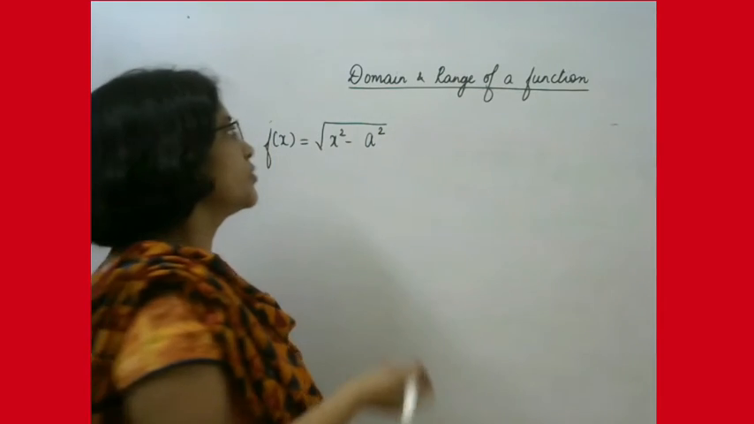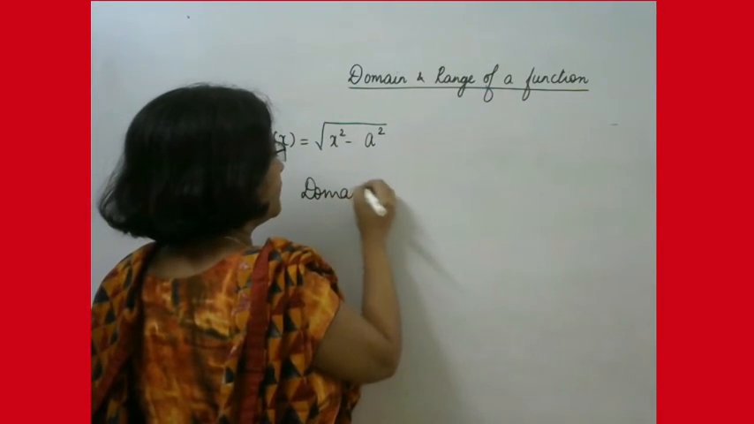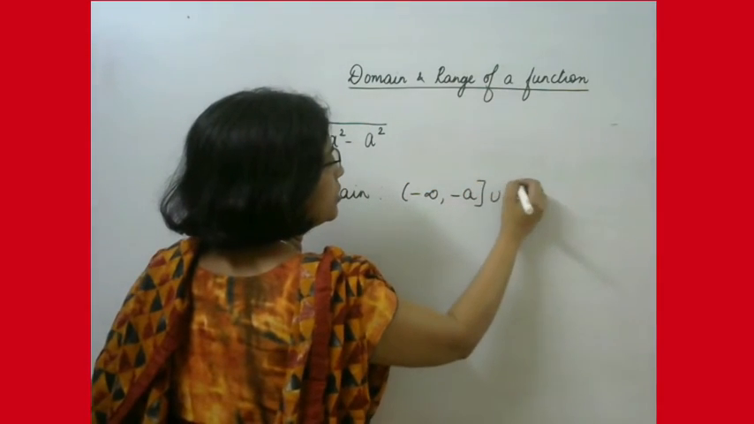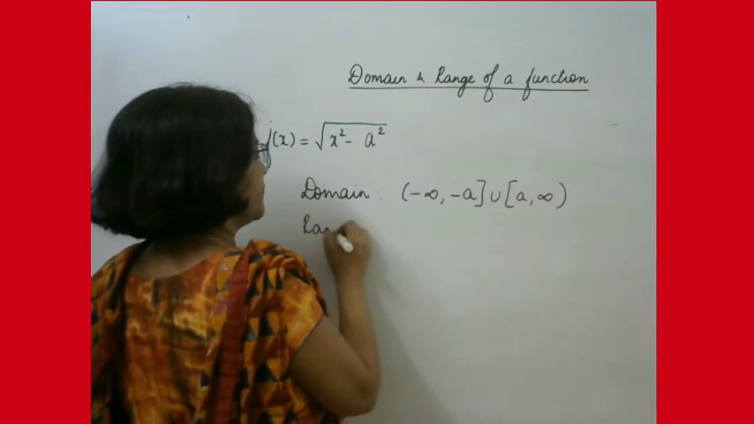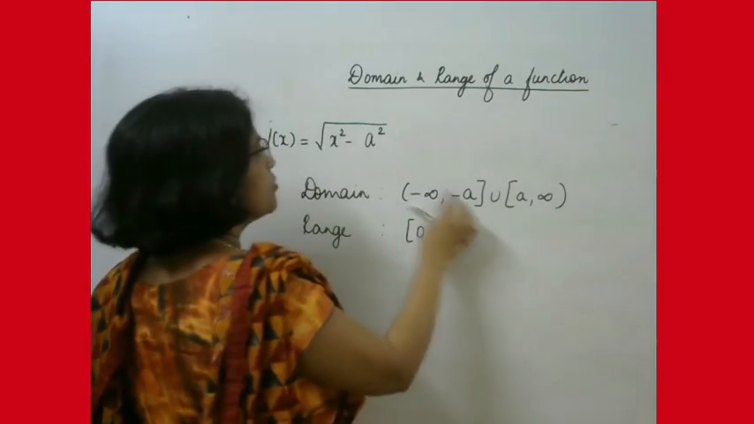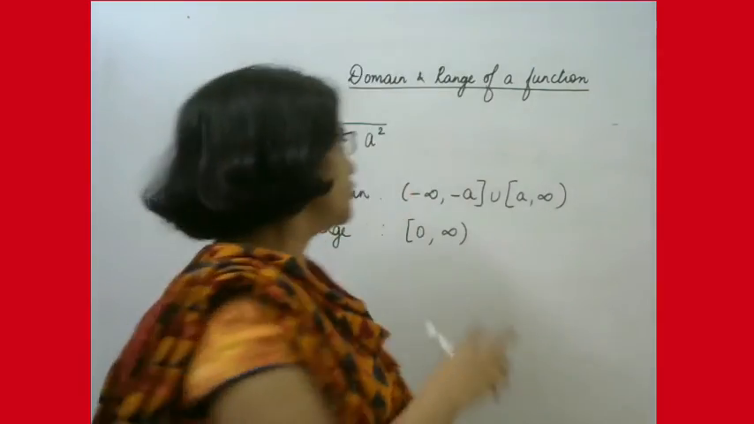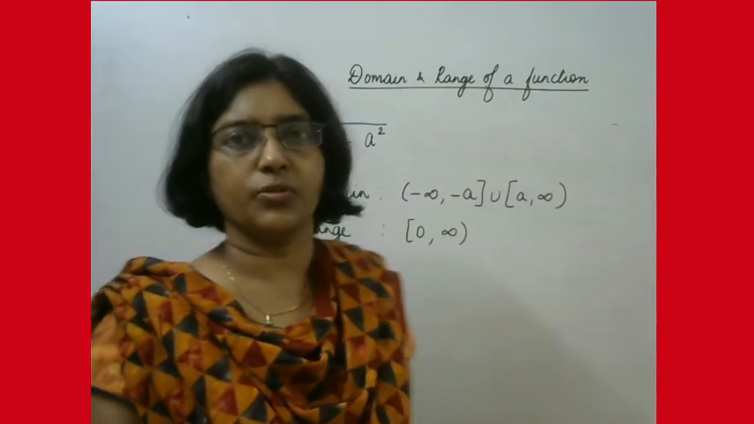So in this one, if you write the shortcut formula, the domain is minus infinity to minus a, union a to infinity, and the range is 0 to infinity. You just need to locate the value of a. Like if a square is 16, a would be 4, if a square is 81, a is 9, and whatever the value.